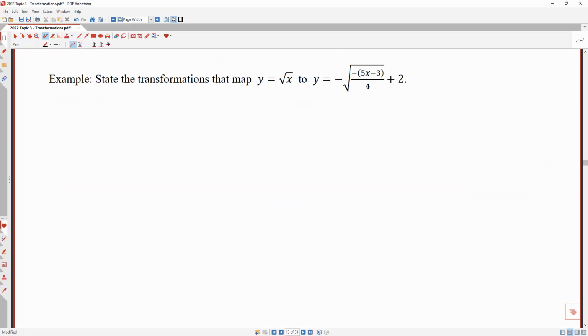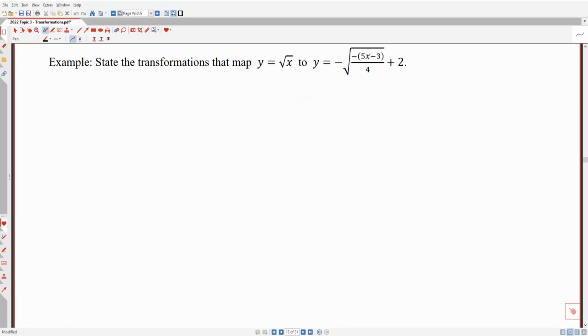All right, let's go with this one here. For this next one, we're going to state the transformations that map y equals root x to this really complicated looking thing here. Again, I've got really no chance to do this by inspection. I need the mapping to help me here. So I'm going to go from y equals root x to y equals negative. Now, this is the original, this is the image, so let's put the image notation in.